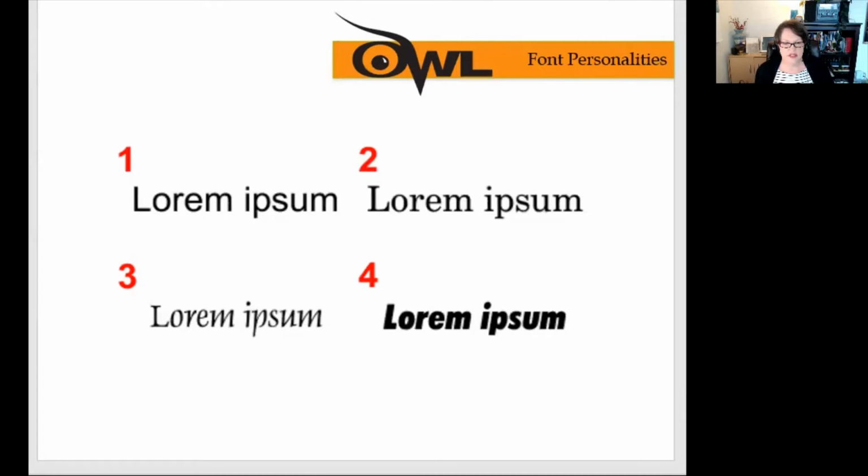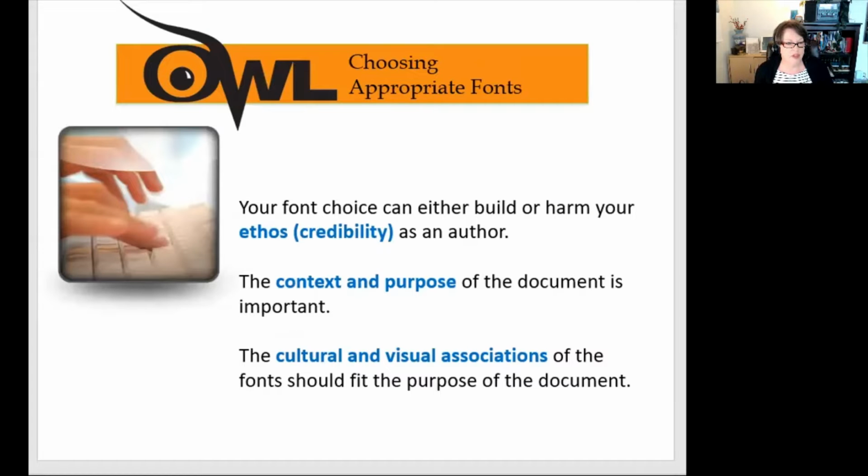And so we need to consider the personalities of each of these fonts and the situations in which they would be appropriate. Serif fonts tend to be more formal, while sans serif fonts are less formal. So in a few moments, we'll look at some examples of when these fonts would be appropriate or not. So let's look at choosing appropriate fonts.